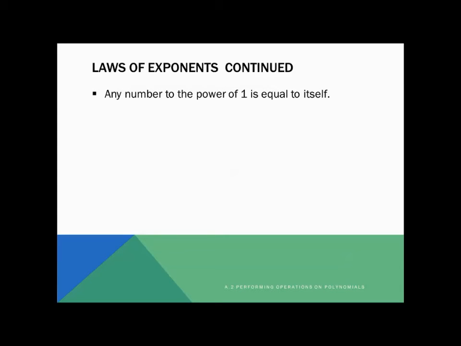Okay, any number to the power of 1 is always equal to itself. So b to the 1st power would be b. 4 to the 1st power would be 4. Any number that you have is always going to be the number itself. Any number to the power of 0 equals 1. b to the 0 power is going to be 1. 4 to the 0 power is going to be 1. 972,000 to the 0 power is going to be 1.